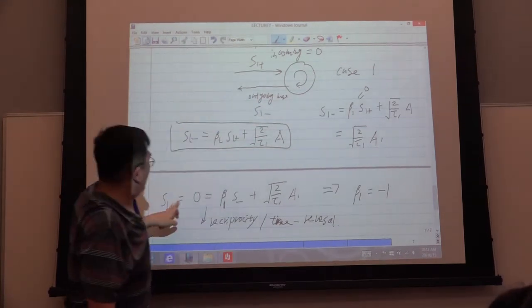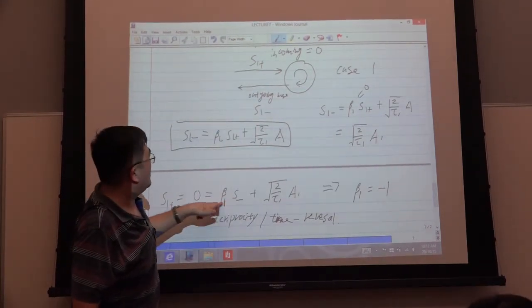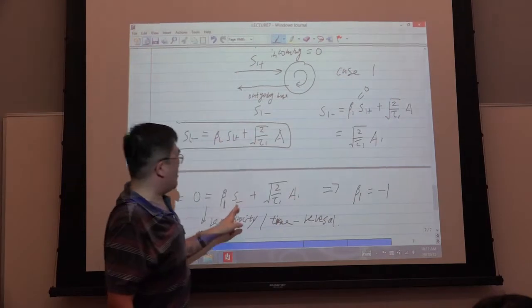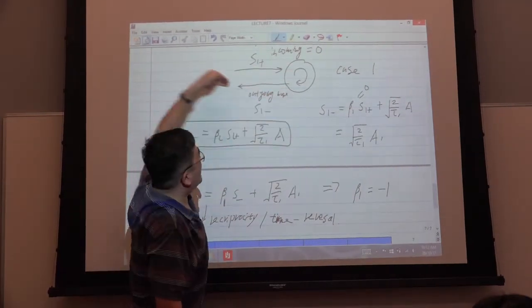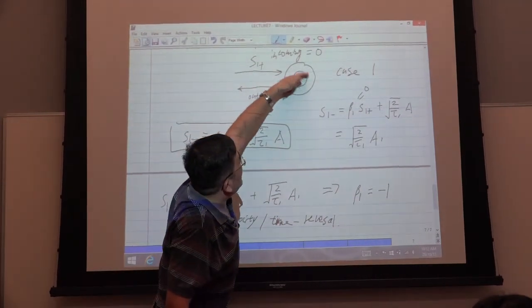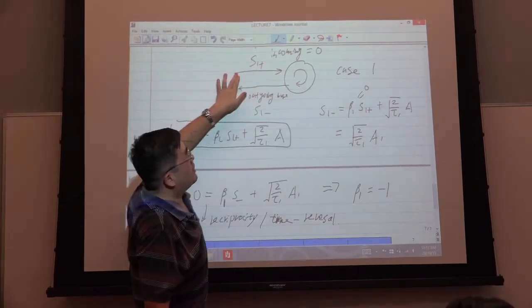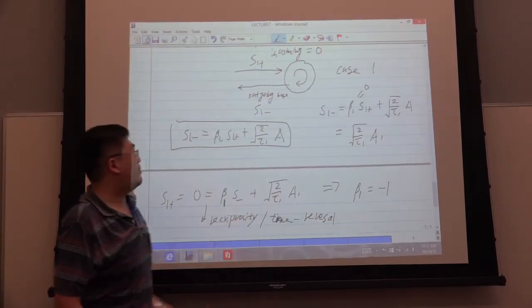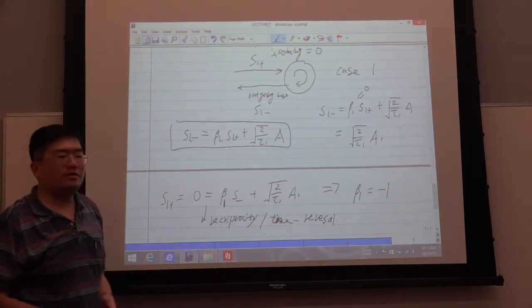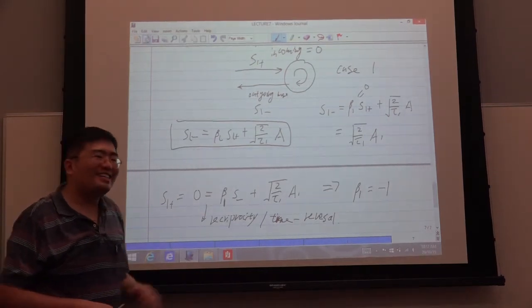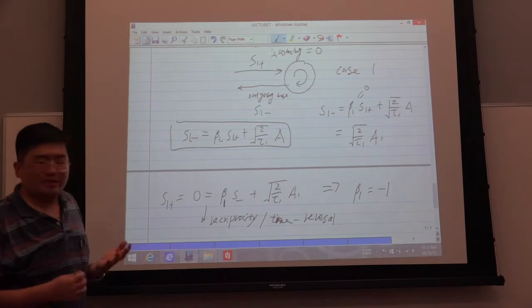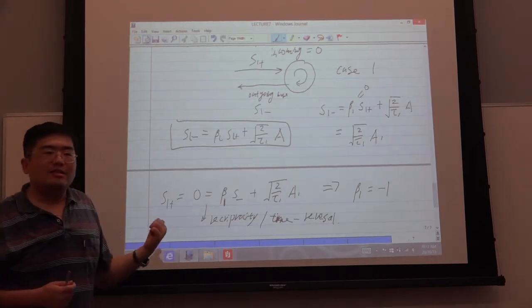This is S plus 0. This becomes incoming, because I said this is incoming to the cavity. This is 0. So you can say beta L has no choice but to be equal to -1. Okay, this is the reciprocal theory. Do you understand this part?